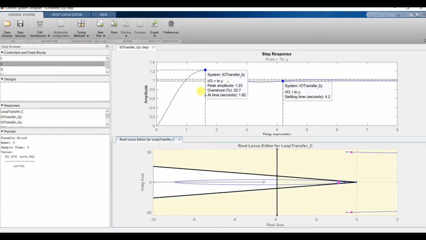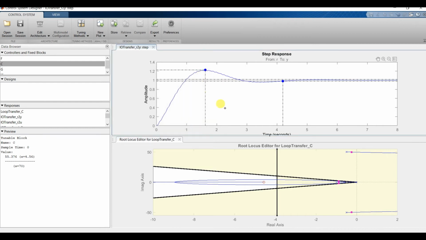Here we have the step response of the system. Okay, let me remove this. We have the settling time and the overshoot, and we can try to change the value for the gain. Now we are happy with the overshoot. It is 22%, which is below 30%, but the settling time is more than 4 seconds.